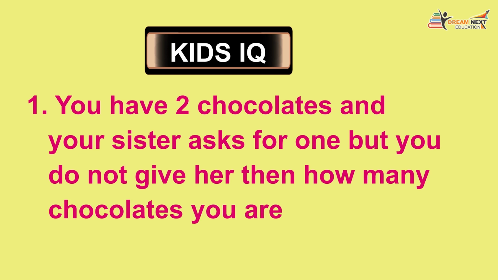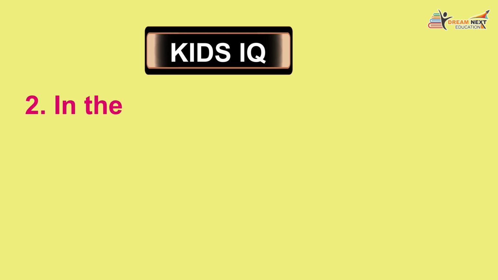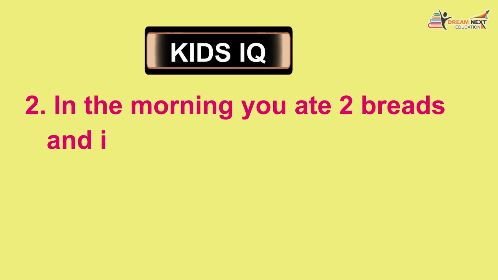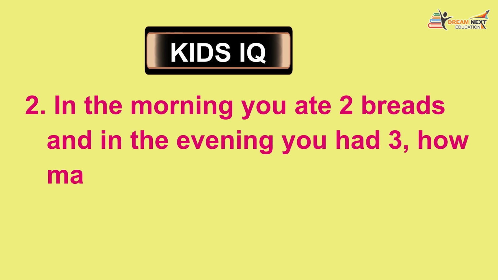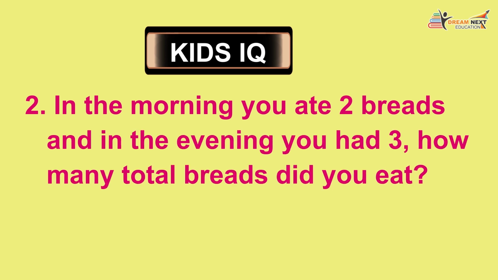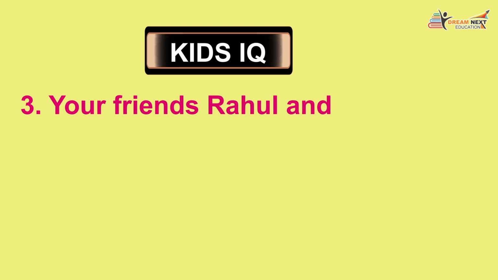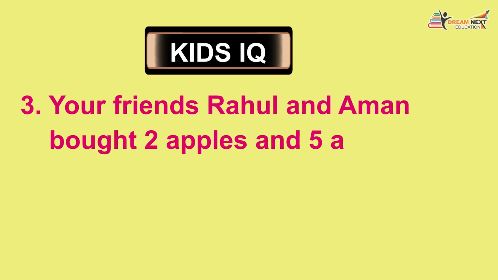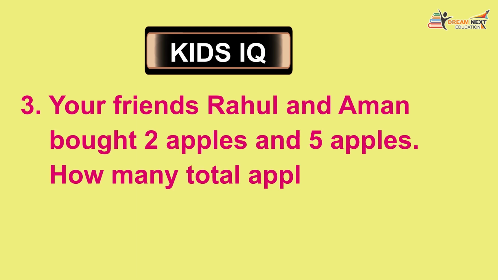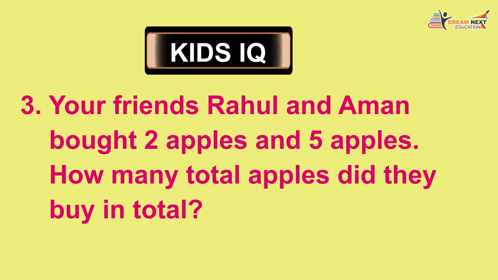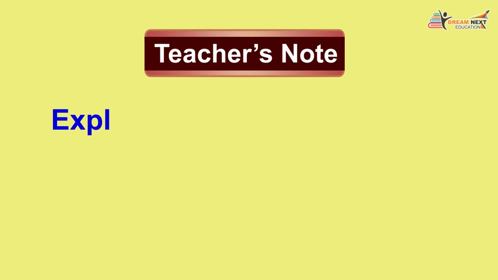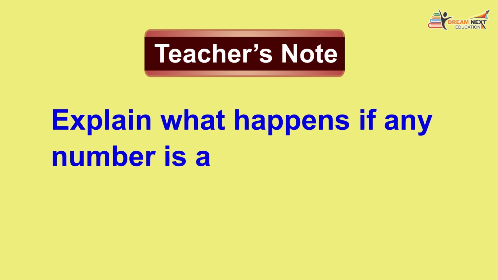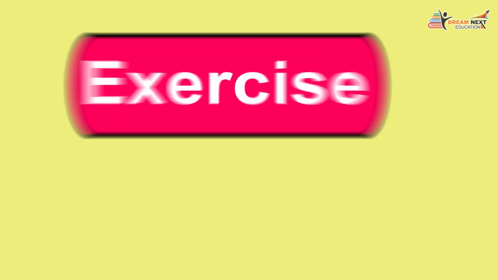Then how many chocolates are you left with? 2. In the morning you ate 2 breads and in the evening you had 3. How many total breads did you eat? 3. Your friends Rahul and Aman bought 2 apples and 5 apples. How many total apples did they buy? Teacher's note. Explain what happens if any number is added to 0.